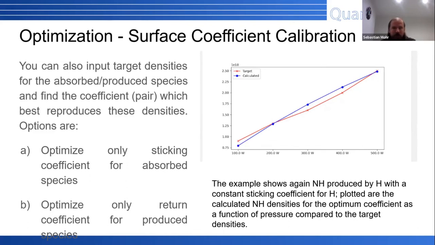And then again, if you run this, you can go back to the chemistry set, change the surface coefficients to the ones from this calibration, and then export it to your other simulation softwares. And this is what we have currently with regards to your analysis and optimization.